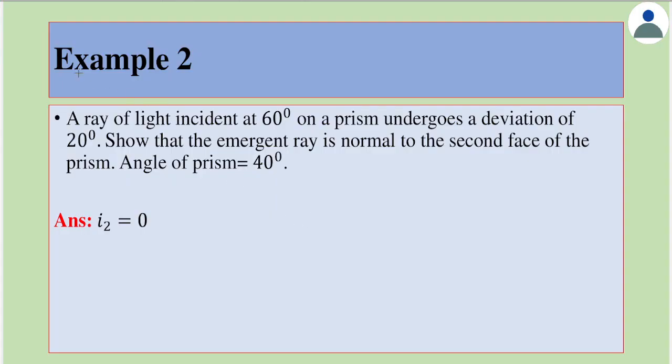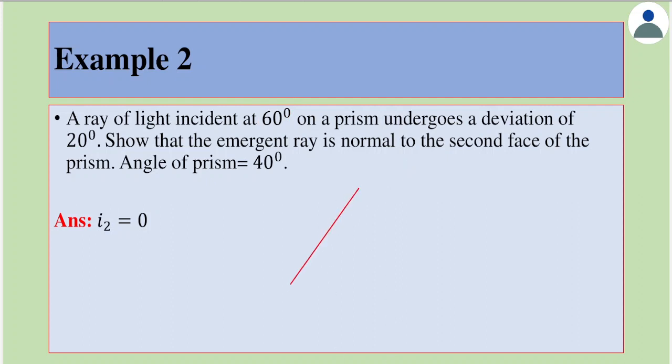Example 2 says a ray of light incident at 60 degrees on a prism undergoes a deviation. It is just deviation, not minimum deviation. So, a ray of light incident at 60 degrees on a prism undergoes a deviation of 20 degrees. Show that the emergent ray is normal to the second face of the prism.